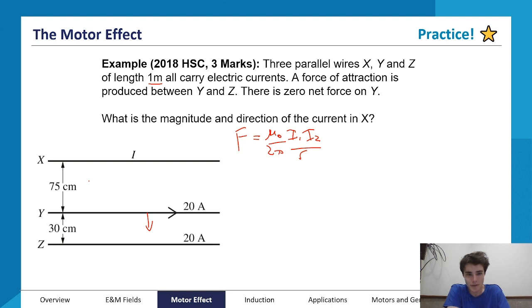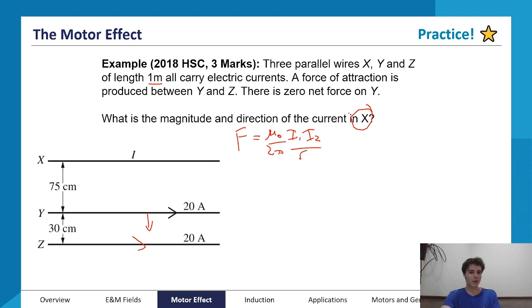So we know that there's a force of attraction between Y and Z, which means that there must be something pulling Y down. Now, if you remember back to a couple of slides ago, I said that the force of attraction will occur whenever we have two currents moving in the exact same direction, which means that Z needs to have a current that is flowing in this direction, which is useful, but we're not really looking for the direction of current Z. We're looking for the direction of the current in X.